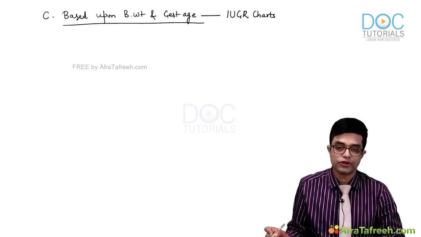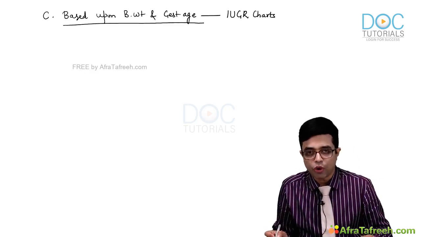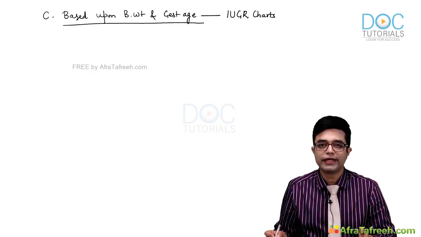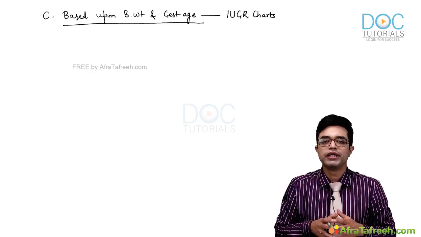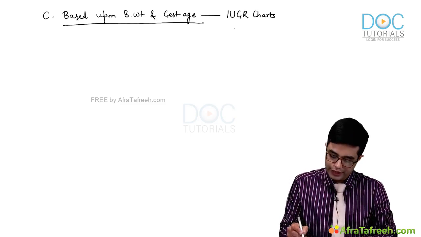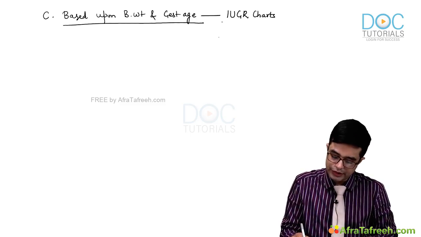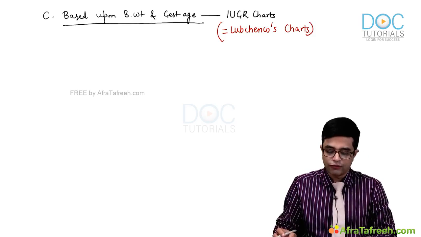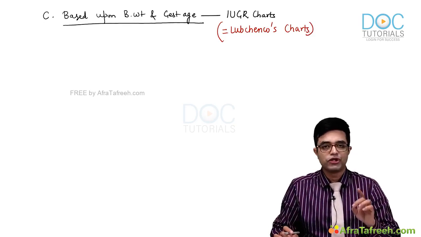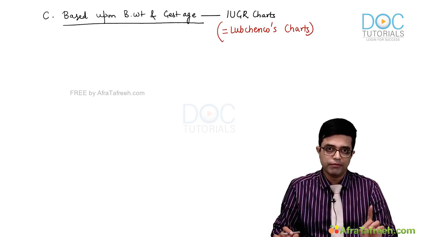What is this classification? This is a very important classification because it takes into account both the birth weight as well as the term, preterm or postterm child. The IUGR charts is the common name. They were originally given by a person known as Lubchenco, so they are also called Lubchenco's charts. We have charts available for babies.